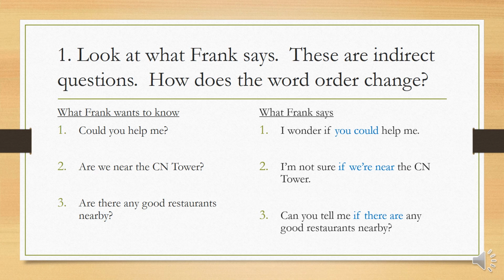Again, are we near the CN Tower? Notice this one is just the verb to be in the present simple. And when we have the verb to be in present simple and a subject, for the kind of question you studied in elementary English, we would say, are we? Are we near the CN Tower? Remember that for a positive sentence we say, we are near the CN Tower. We follow the same order of the words for a positive sentence when we make this an indirect question.